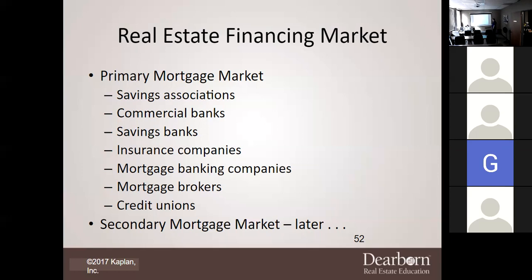The secondary mortgage market. Now, the thing about secondary is we're going to talk a little later on, but these are the individuals that purchase loans, okay, from these individuals up here. Does that make sense? So the secondary mortgage market purchases the notes from the individuals up here. Does that make sense? Okay.